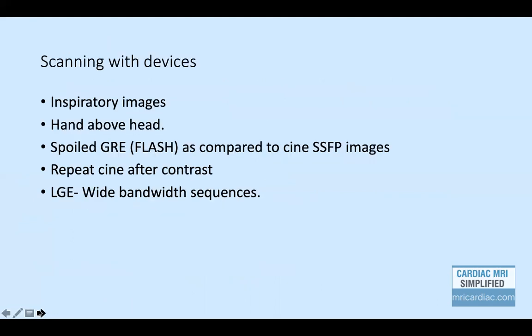A few tips for better scanning images. Try inspiratory images and hand above head. Basically, this will increase the distance of cardiac chambers away from the device. We can try spoiled GRE or gradient echo images like FLASH, compared to normal routine cine SSFP images. For LGE, late gadolinium enhancement, wide bandwidth sequences are to be used.